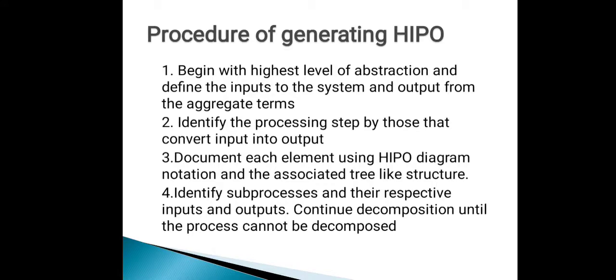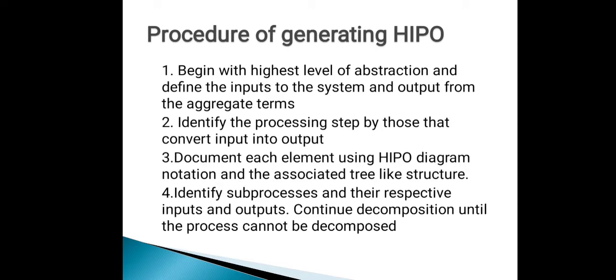Now let's look at the procedure of generating HIPO. First of all, it begins with the highest level of abstraction and defines the inputs to the system and output in aggregate terms. Here it first defines the inputs to the system, and then it helps us understand what the output is from the input we have given. Next, we identify the processing steps, those that convert input into output.